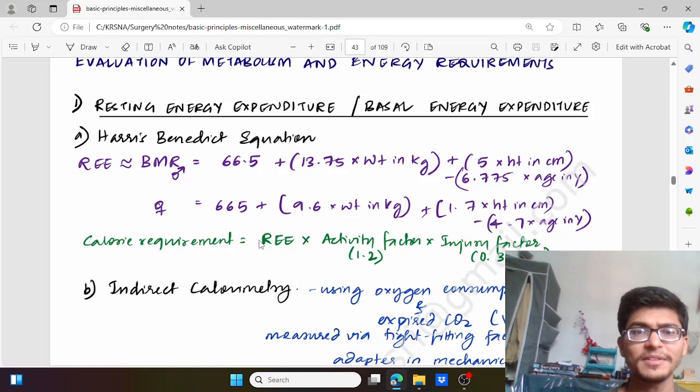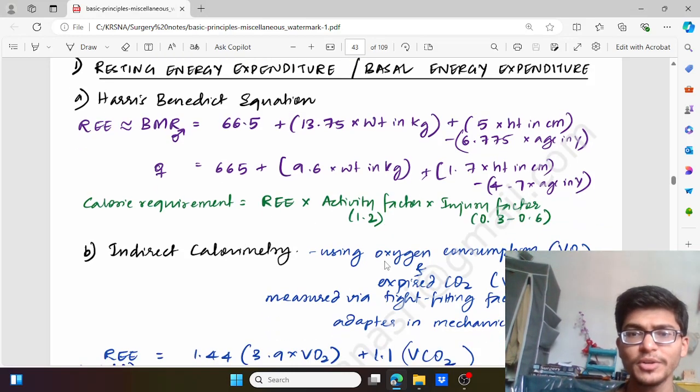The caloric requirement will be calculated with the help of resting energy expenditure into activity factor, that is 1.2, into injury factor, that could be 0.3 to 0.6 depending on the severity of injury.